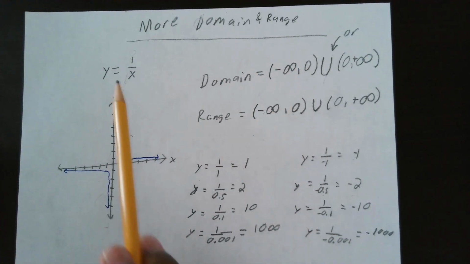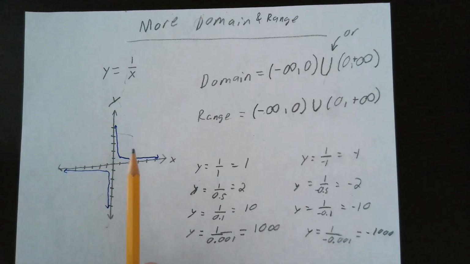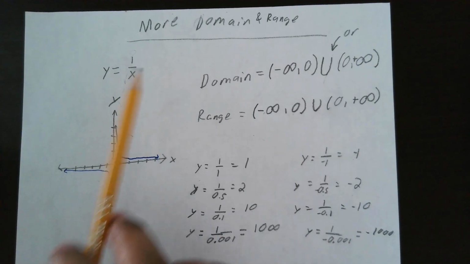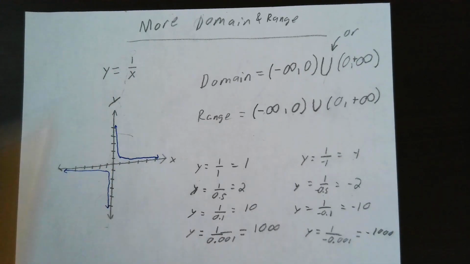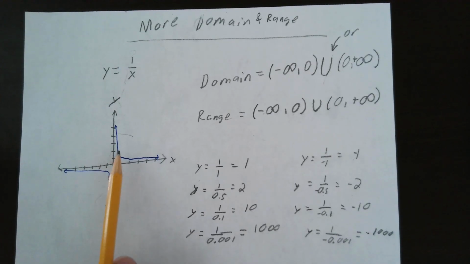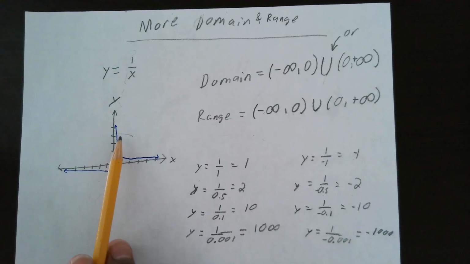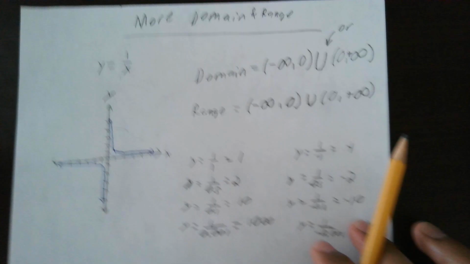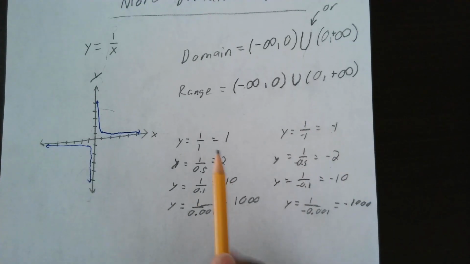So let's look at this graph of y is equal to 1 over x. As I hope you already know, we cannot divide by 0, so we cannot put in x equals 0 or else it'll be undefined. As we approach x equals 0 from the right side, our y values will go towards positive infinity. And as we approach x equals 0 from the left side, we approach y equals negative infinity.